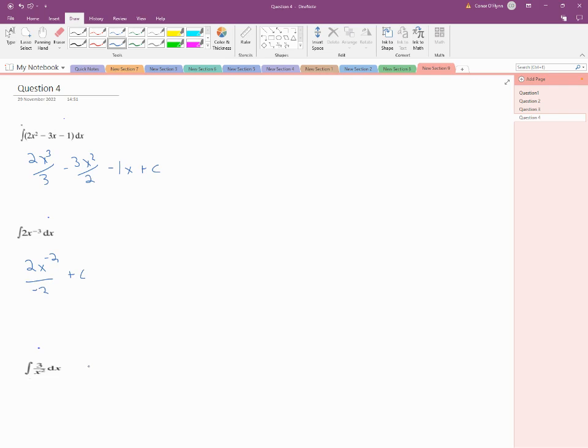And similarly here, it's 3 over x squared, so that's the same as 3 over x to the power minus 2. You're just rewriting it, then you integrate that. So you can leave it like that, or minus 3x to the minus 1, plus, don't forget your c.